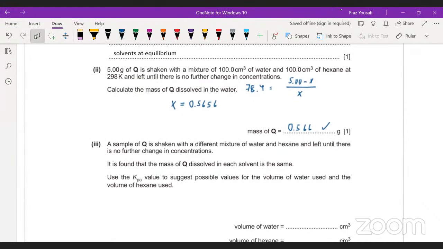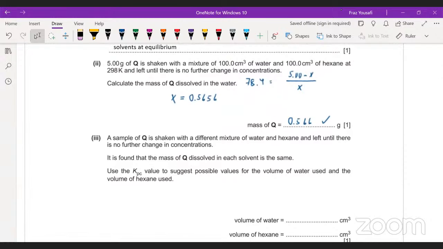Okay? That's the understanding. Now, it says part three, a sample of Q is then shaken with a different mixture of water and hexane and left until there is no further change in the concentrations. It is found that the mass of Q dissolved in each solvent is exactly the same. All right. Use the KPC value to suggest possible values for the volume of water used and the volume of hexane used. So look at what they've said a little bit earlier to you.